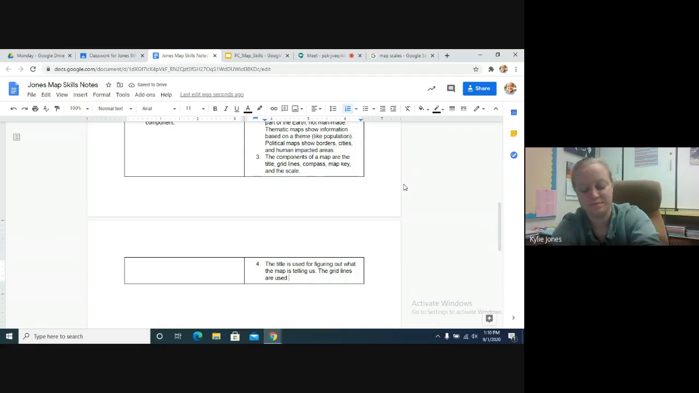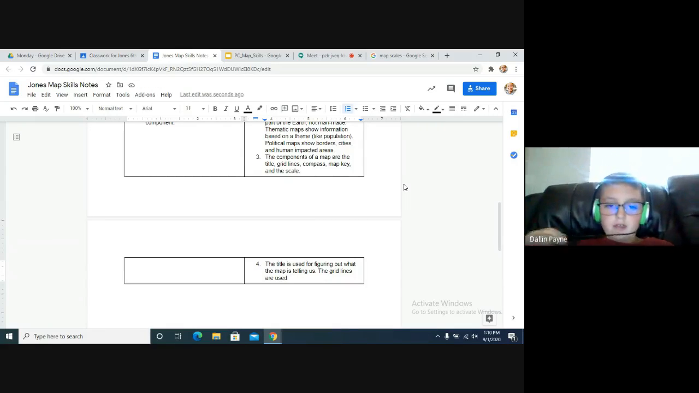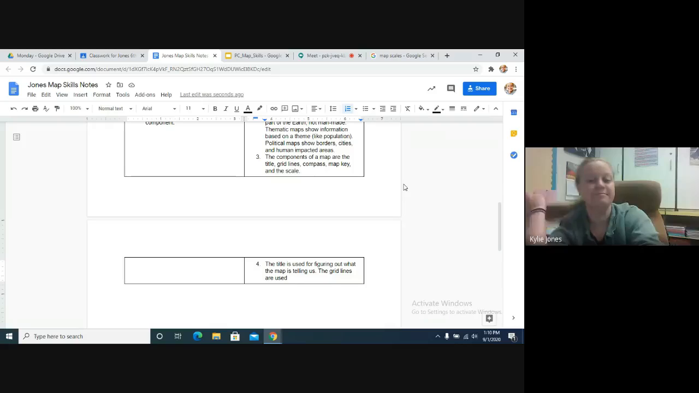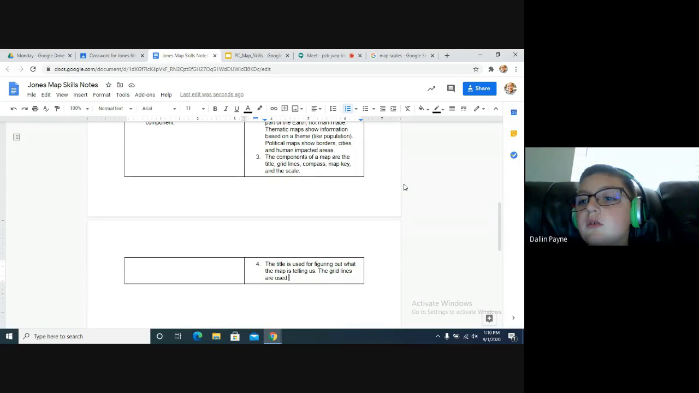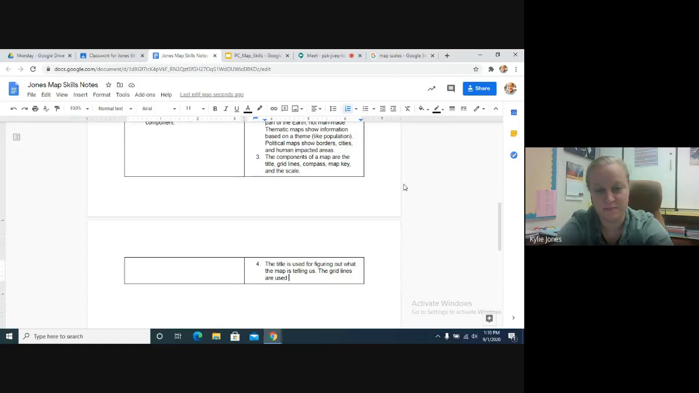Any ideas? It's about longitude and latitude. Mm-hmm. So the grid lines will tell us the latitude and the longitude of a place. So if I were to ask you guys what's the latitude and longitude of Winslow, Arizona, you would go find it on the map, and there's a point where the latitude and longitude lines cross, and you would be able to tell me the exact coordinates of Winslow. That's kind of why we use grid lines.